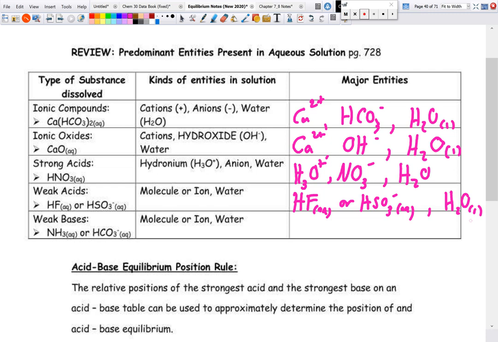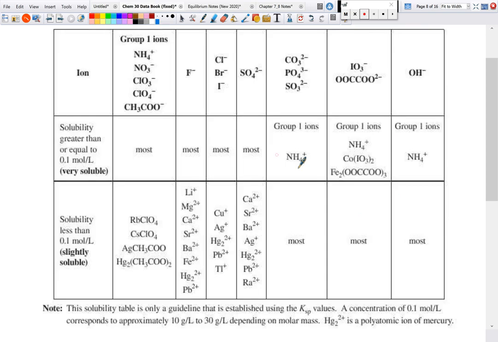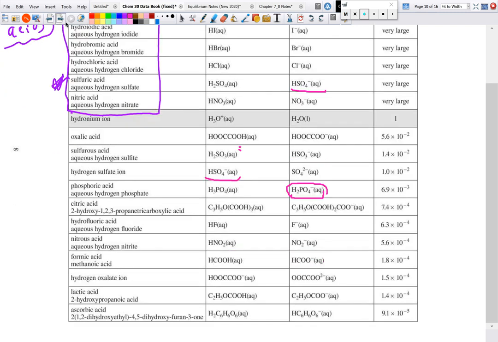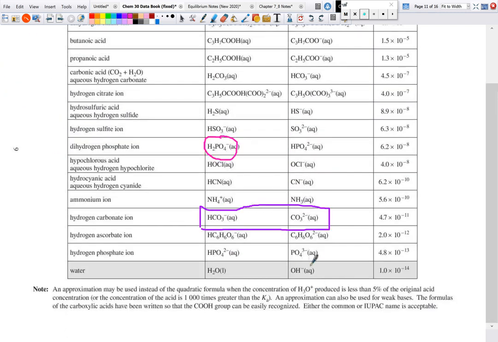And this also applies to the bases. Now for the weak bases, if you want to know if it is a base, once you go to your data booklet, they are going to be in this conjugate base section right here. So the only one that isn't a weak base is hydroxide, as you know, that's the strongest base. That means everything else on this side of our data booklet is in that base section.